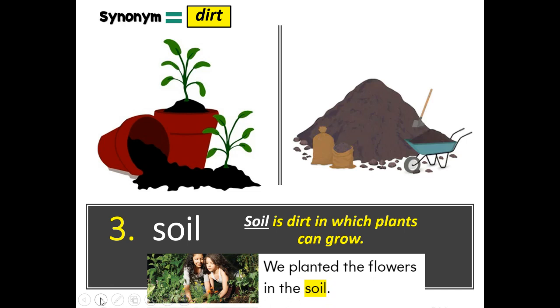We planted the flowers in the soil. You could also say, we planted the flowers in the dirt. How do I use it? The garden has good soil, or the garden has good dirt. What would you like to grow in the soil and why? You could also say, what would you like to grow in the dirt and why?